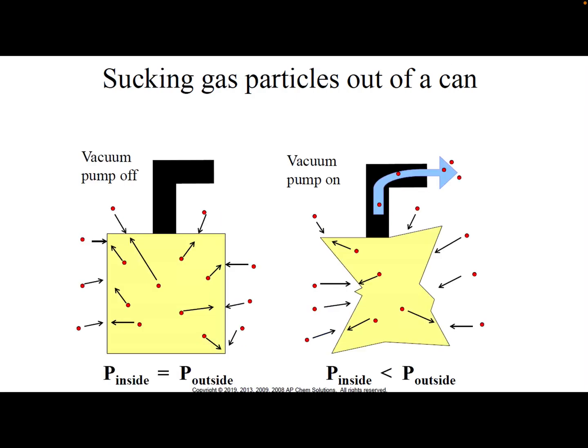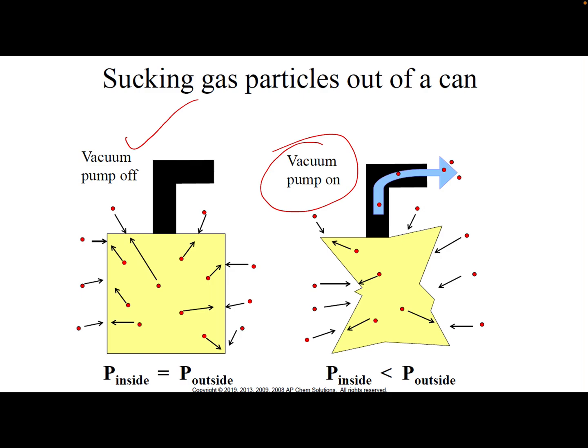back from your body. Here we are, we're trying to suck gas particles out of a can. So in the first picture right here, the pressure inside the can equals the pressure outside the can. The vacuum's off. The rate of collisions inside the can equals the rate of collisions outside the can. But if you create a vacuum, our vacuum pump is on, by sucking the gas molecules out of the can, it's going to implode. And this is going to happen because the pressure inside is less than the pressure outside.